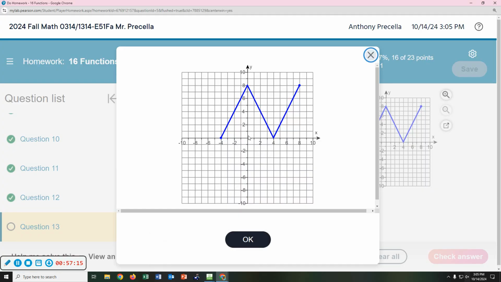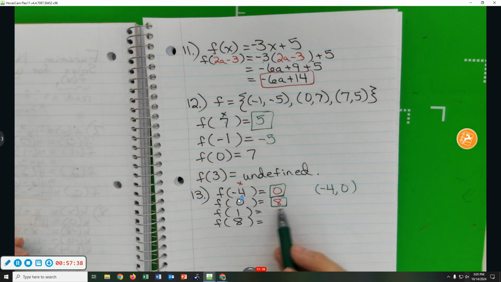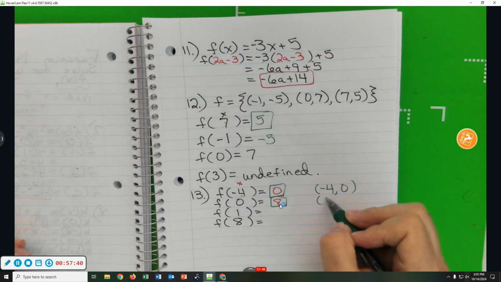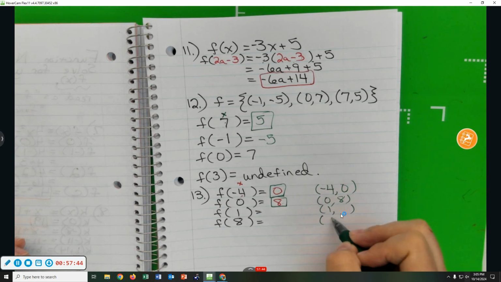What about f of 0? What would f of 0 be? When x is 0, what's the y value? Look at the graph. Okay, I agree. When x is 0, the y value is 8. Now write those as ordered pairs. Okay, so we're seeing the ordered pair negative 4, 0. Then we had the ordered pair 0, 8. Now, complete the y value.